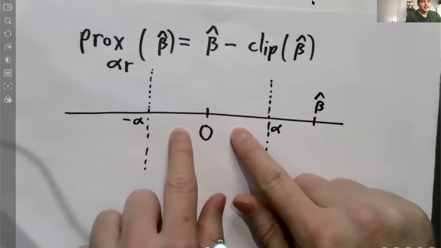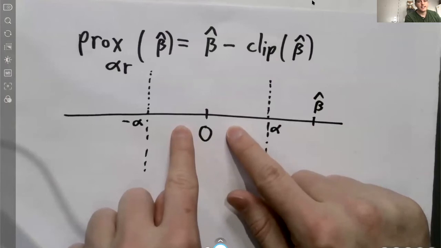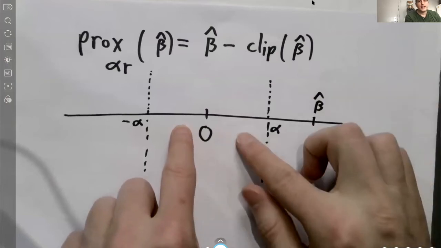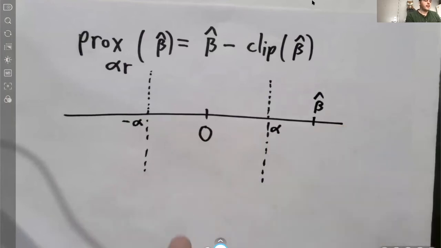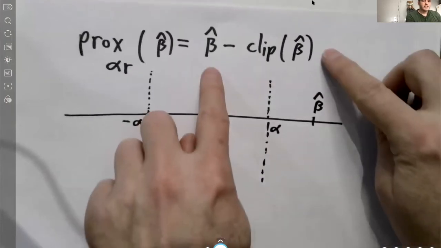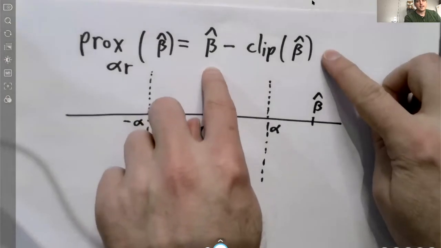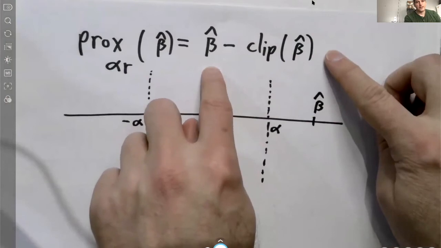It does nothing. In that case, if beta hat is already inside this range, it doesn't need to get clipped. It's already in this range. So the clip function just returns beta hat as output. The clip function doesn't do anything in that case. So I claim that this formula is just one single simple formula that always gives us the correct answer for the prox operator of the absolute value function.